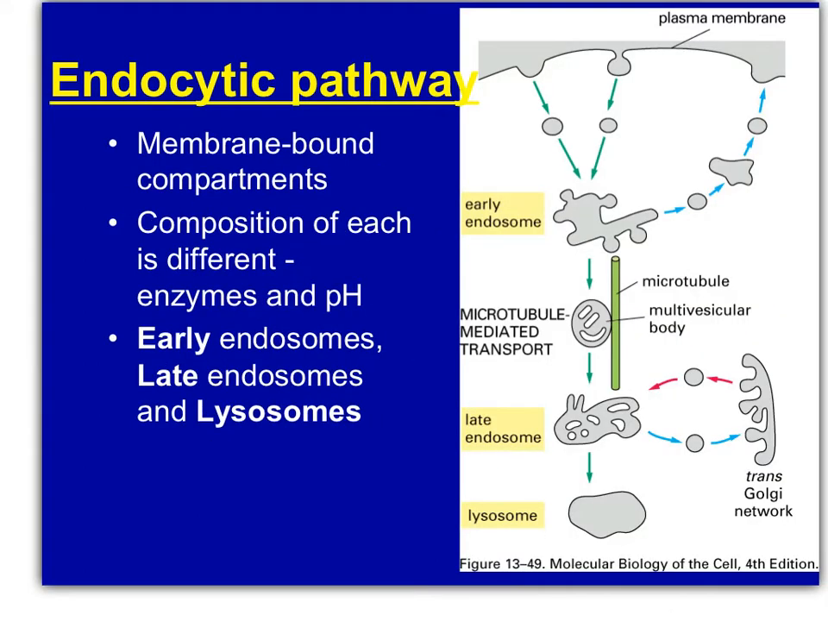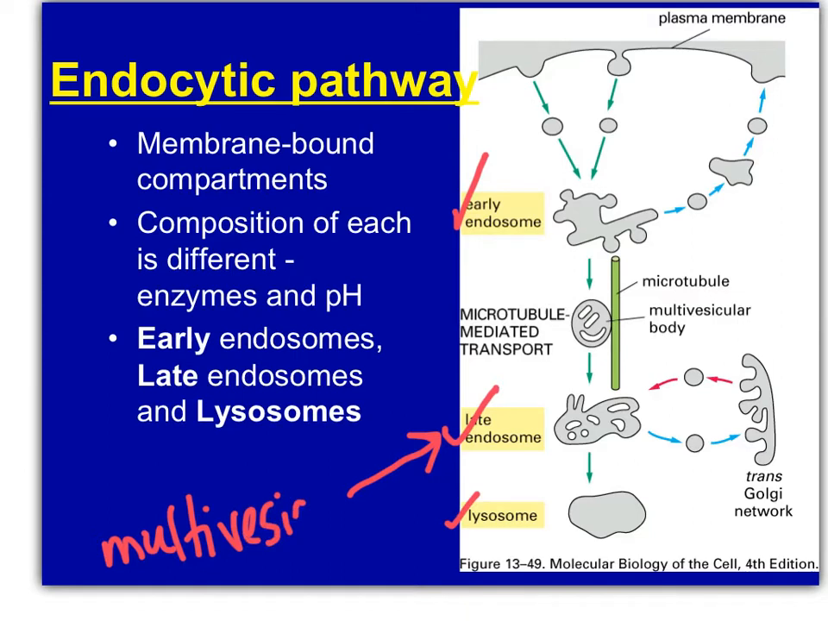The endocytic pathway is composed of the early endosome, the late endosome, and the lysosome. And I should tell you now that the late endosome often is called a multivesicular body. And you'll see why when we look at it. You can even see it here. It has lots of vesicles inside the actual late endosome itself.